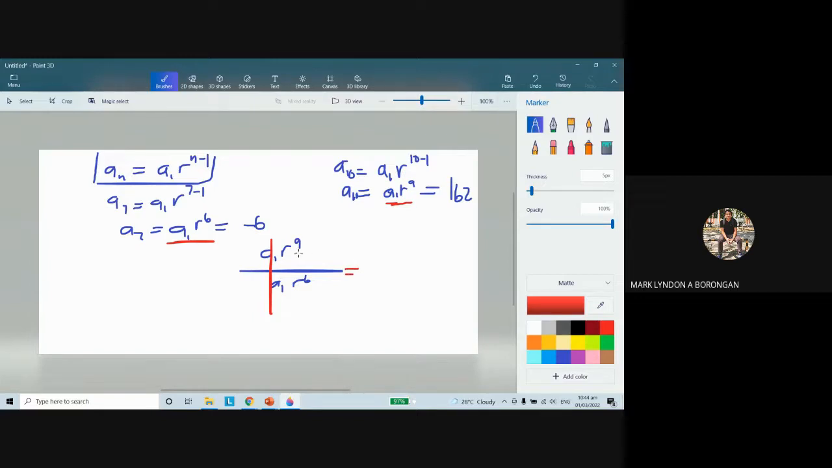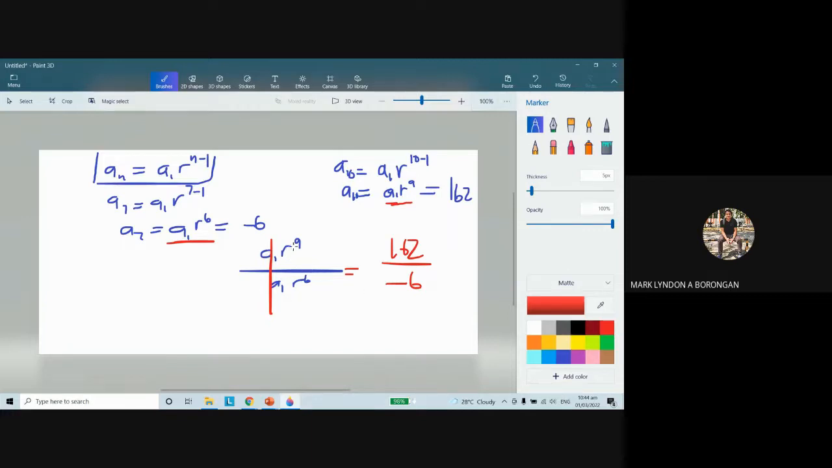As you can see there, the value of a sub 1 r to the power of 9 is 162, right? 162 divided by negative 6, right?